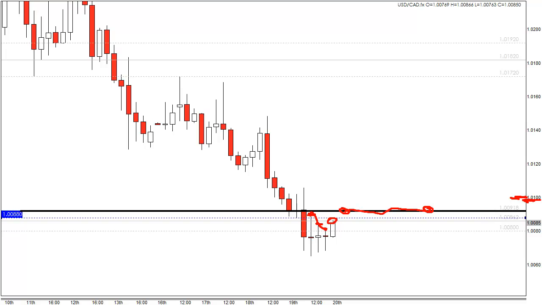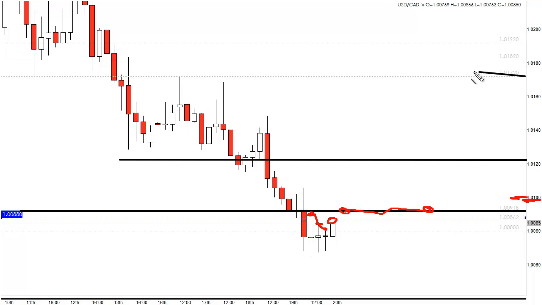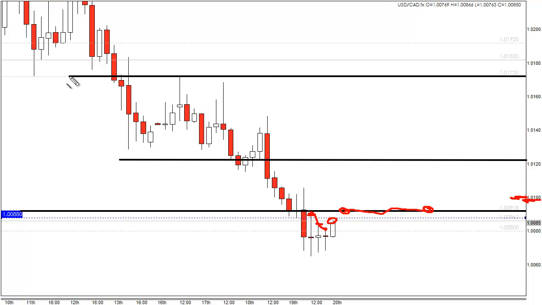The target for this trade, the first target anyway, is going to be around about the 1.0125. So that's going to make it about a 35 pip target. The second target is going to be up here at the 1.0172, which would be around about 80 pips for the second half. So I'm going to exit the first half with 30 pips, second half with about 80 pips.